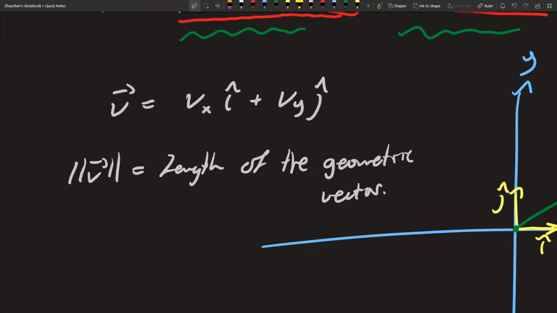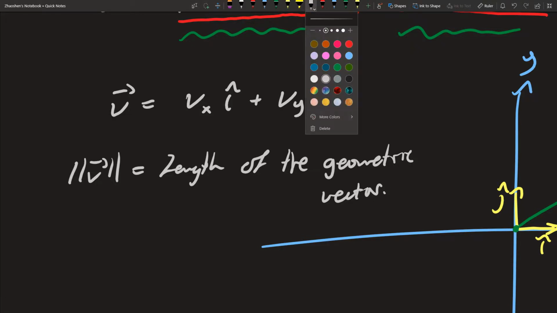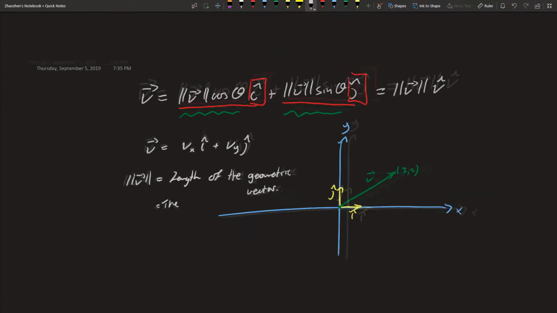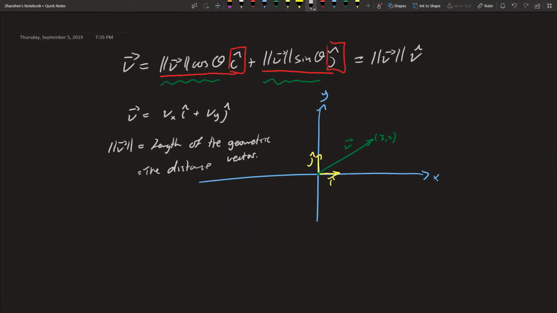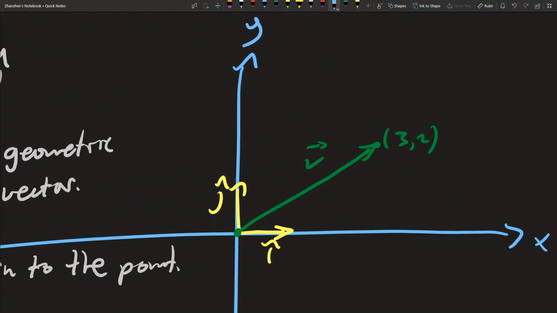Meaning that instead of saying the length of the geometric vector, I will say the distance from the origin to the point. We're trying to find this length, which is the distance from the origin to the point 3, 2. How do you find the distance? Look, this is a right triangle. Let me just draw a triangle. And this is 90 degrees, and vector v lies on the hypotenuse of the triangle.